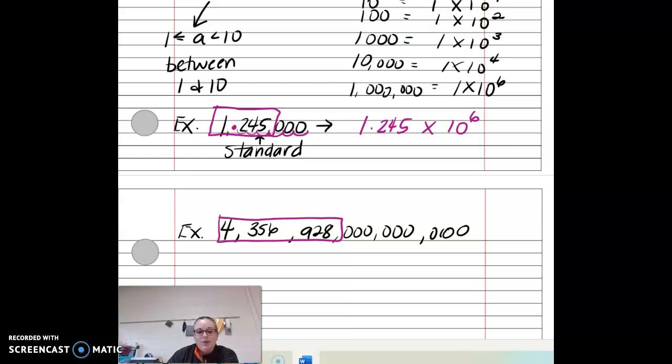And then I look at this number and see where my decimal has to go. What's my A going to be? So if I were to put my decimal in here, it would have to go between the 3 and the 4. So this would be 4.356928. So I'm going to rewrite this as 4.356928. This number is between 1 and 10, times 10 to the, and then we ask ourselves how many times do you have to move your decimal to get back to the original spot. So we have 1, 2, 3, 4, 5, 6, 7, 8, 9, 10, 11, 12, 13, 14, 15. So we'd have to the 15th power.